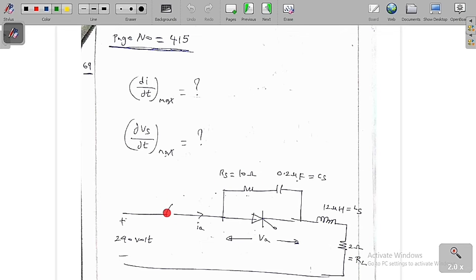So in the circuit, whenever the switch is closed at t is equal to 0, we have to find the maximum value of dIA/dt, the rate of change of the current IA, or I. We can use any notation. We need to figure out the maximum rate of change of current, and the maximum rate of change of voltage, dVA/dt max, across the thyristor. So we have to find both dIA/dt max and dVA/dt max from this circuit diagram.